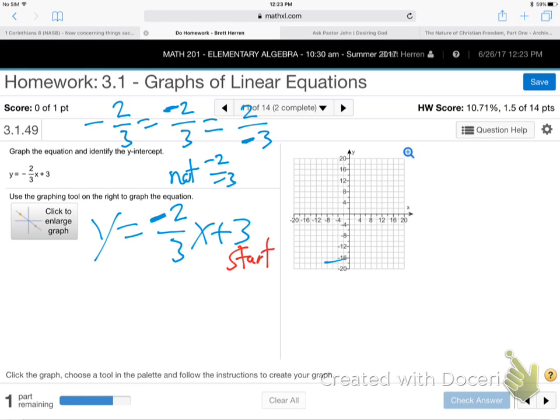You start out here. Start up 3 in the middle, because that's a positive 3 out there. So your first dot is going to be up 3 in the middle. Is that good right there? Up 3 in the middle.